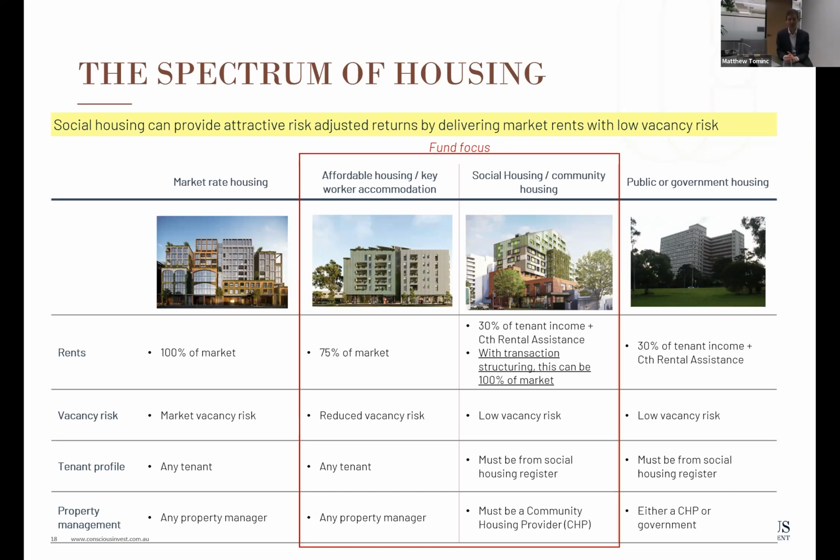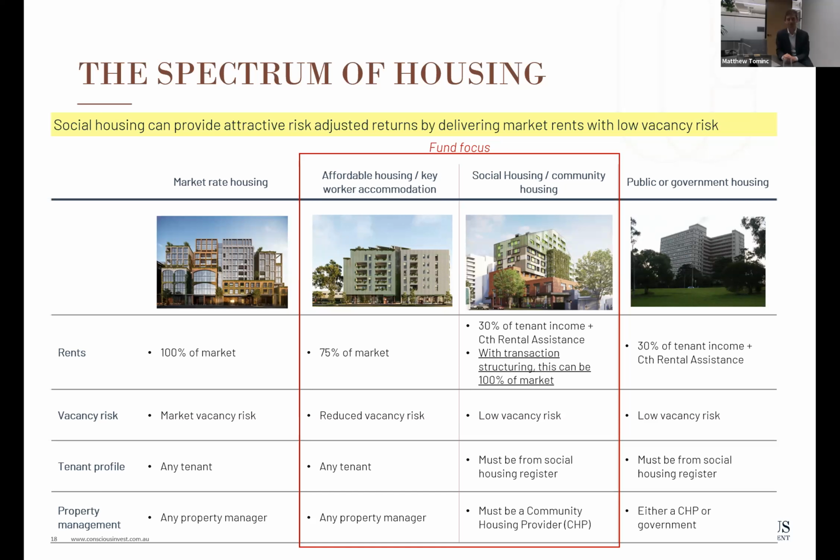Coming one step in from market is affordable housing. The key defining characteristic of affordable housing is that rent is set as a percentage of market rent. That can be 75%, it could be 80%, sometimes it's even higher in some cases. But there is no generally accepted definition of affordability, rather it's a percentage of market. And what that can mean sometimes is housing which is quite unaffordable despite being called this.